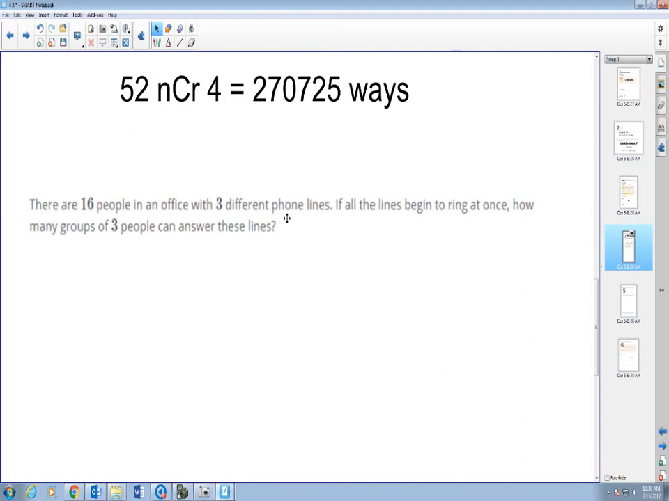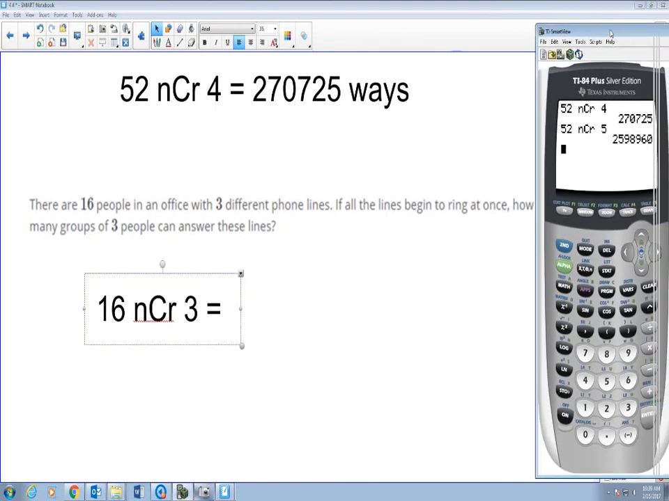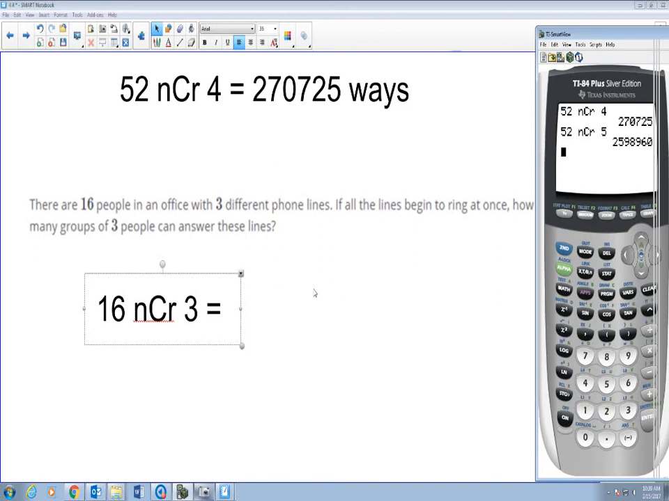Does the order of which line is answered first matter? Not really, because they all ring at once. So this has got to be a combination where I got 16 people to choose from, using combination, choosing 3 of them to answer these 3 lines. It doesn't really matter which one picks up first, because all 3 of them have to pick up. Each one has to pick up 1 line. So 16 choosing 3. That means there are 560 groups of 3 people that can answer these 3 phones.